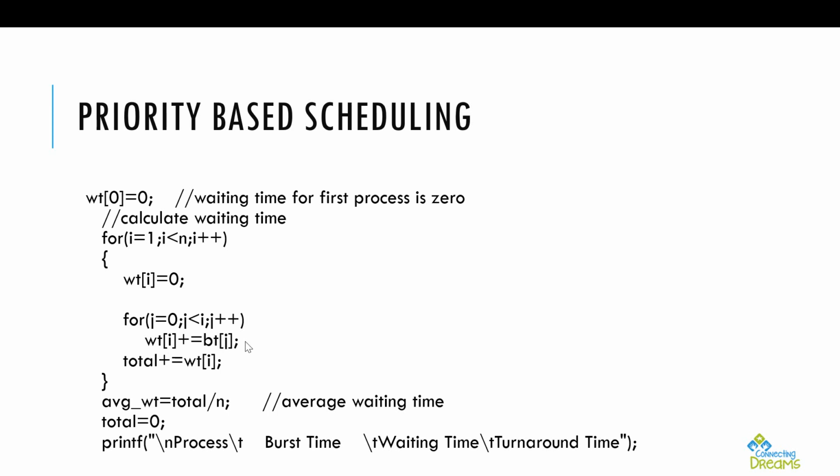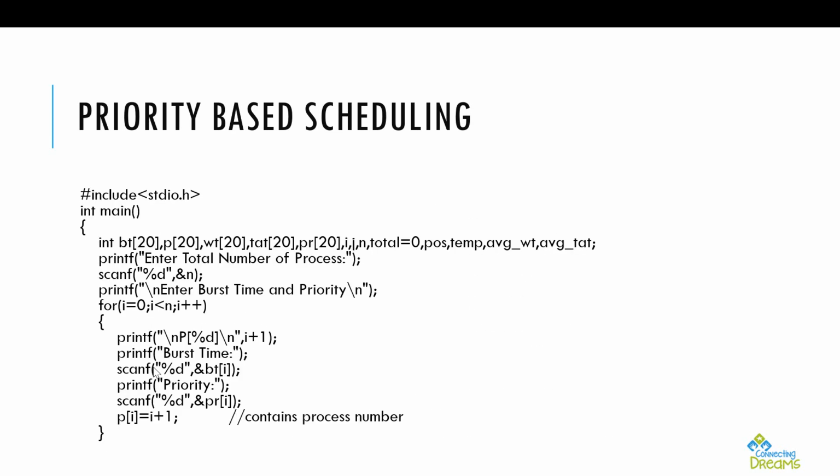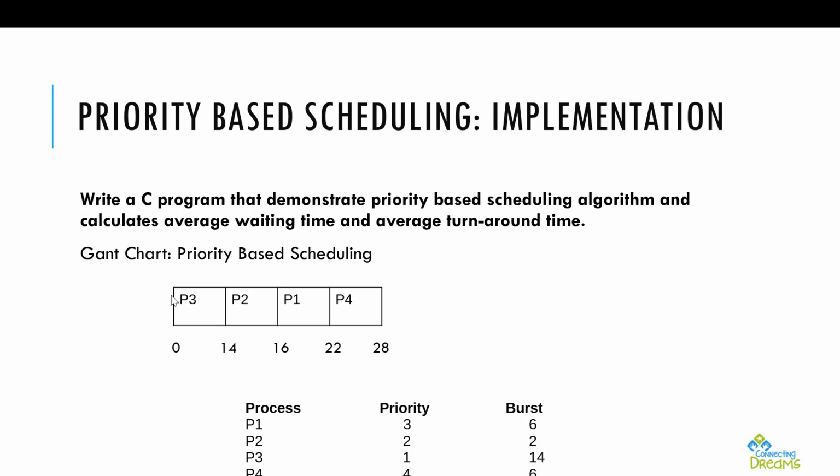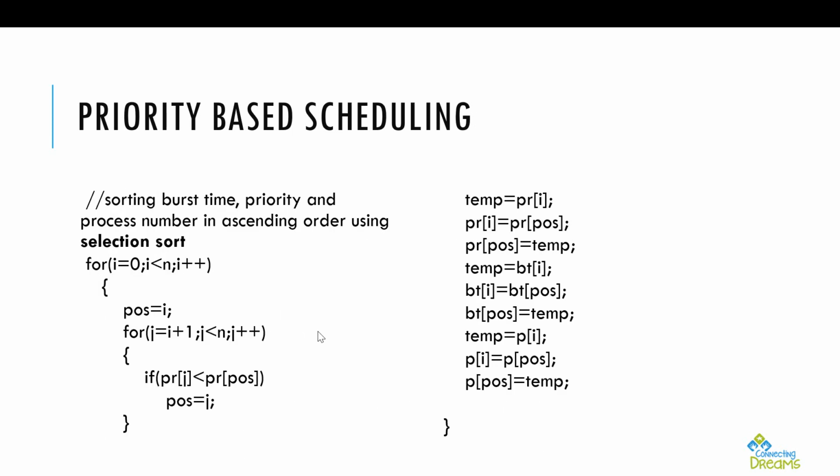And that helps us to identify the total waiting time in this particular variable. If you notice on the Gantt chart, the waiting time for P3 is 0, whereas the waiting time for P2 is the burst time of P3. Similarly, the waiting time of P1 is the burst time of P3 plus P2, and the waiting time of P4 is the burst time of P3 plus P2 plus P1. So that is what we are going to implement here.